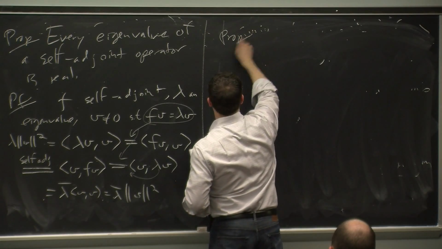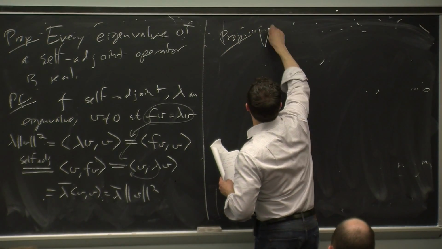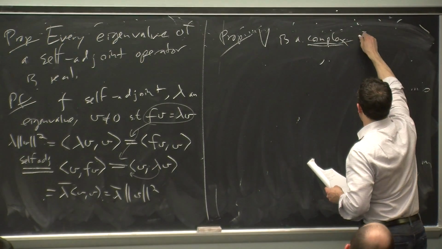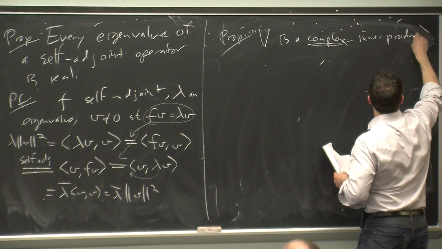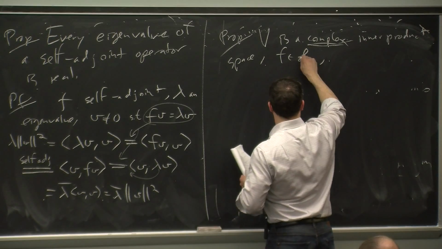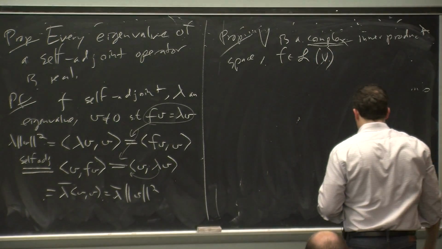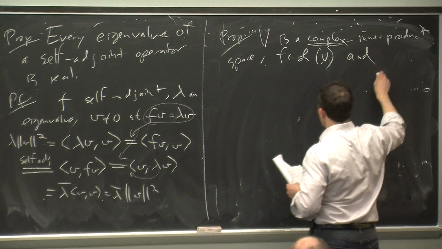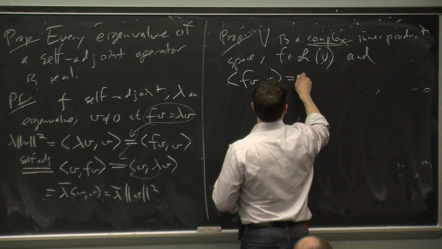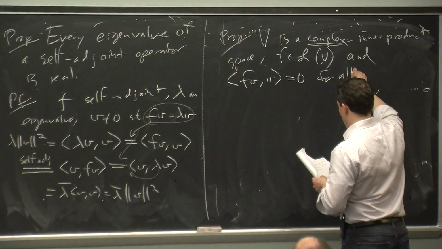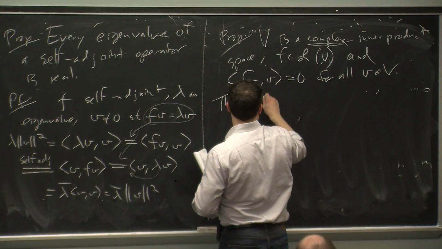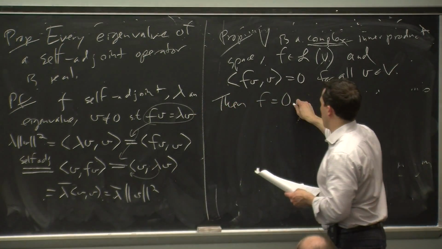Couple other propositions. Suppose V is a complex inner product space, F is an operator on V, and the inner product that showed up over here, ⟨F(V), V⟩, is equal to 0 for all V. Then we can conclude that F is just the 0 operator.